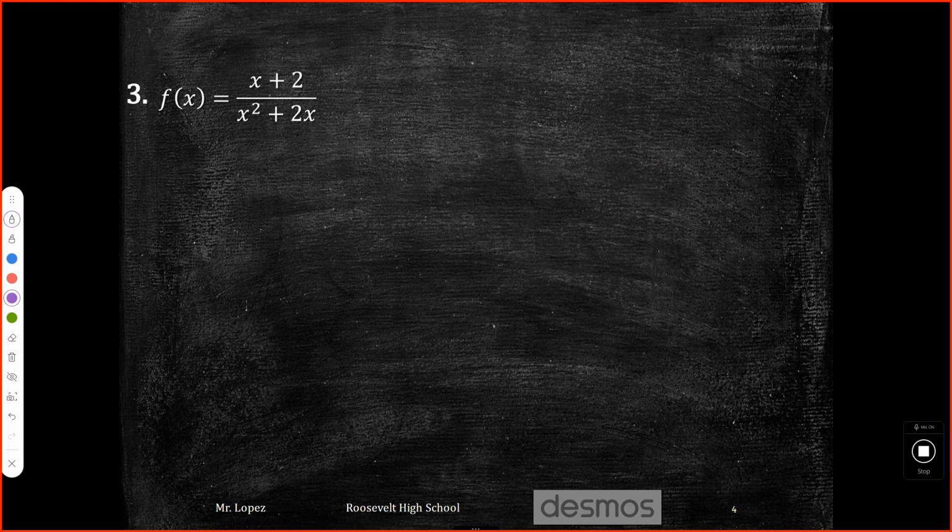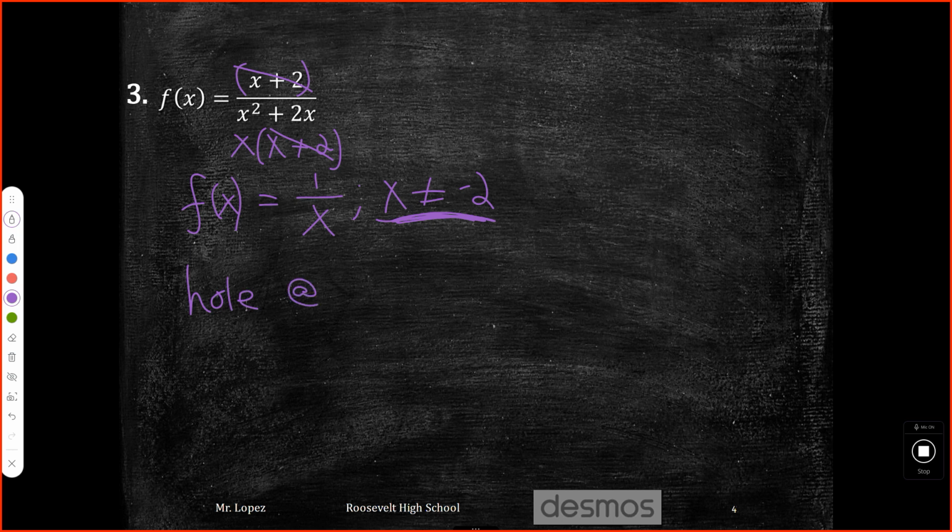Next, problem number 3. X plus 2 is already a factor. The bottom we can factor out an x plus 2. Again, cancel out x plus 2 and x plus 2. We have an equivalent f of x, 1 over x function. And let's remember x cannot equal negative 2. And that's where the hole is at. So it has a hole at x equal negative 2 because x cannot equal negative 2. And it has a vertical asymptote at x equal to 0.